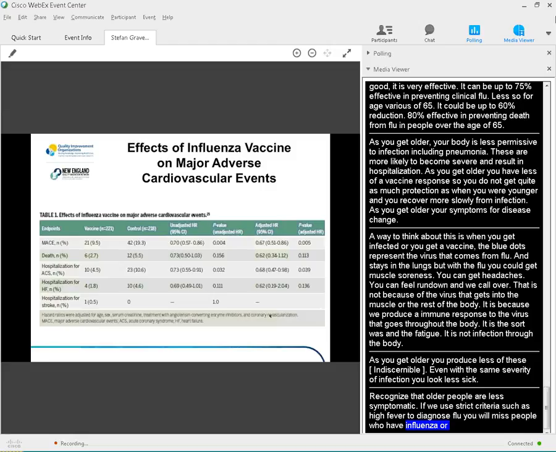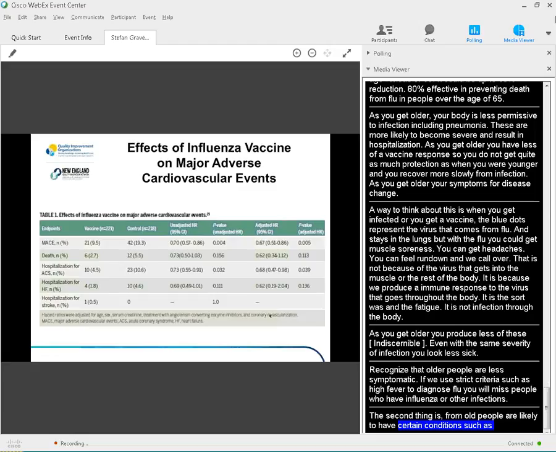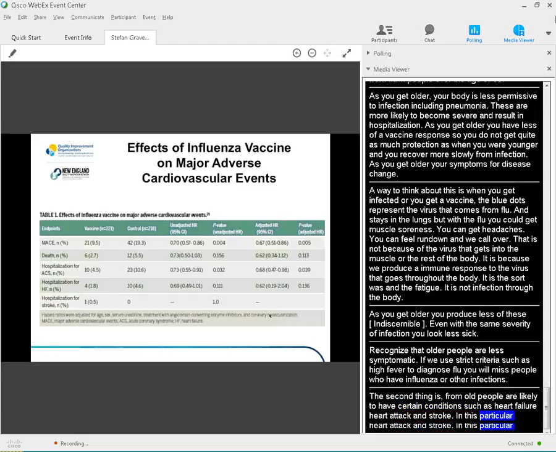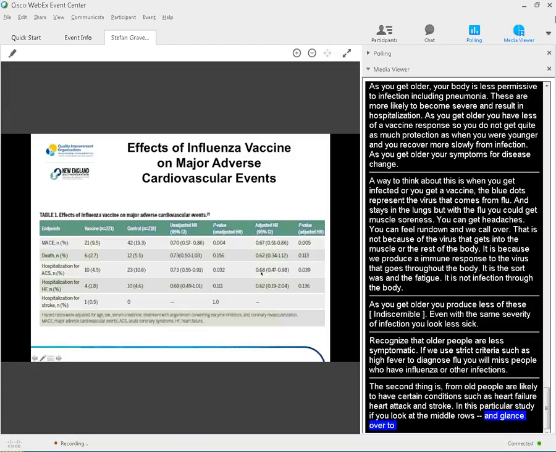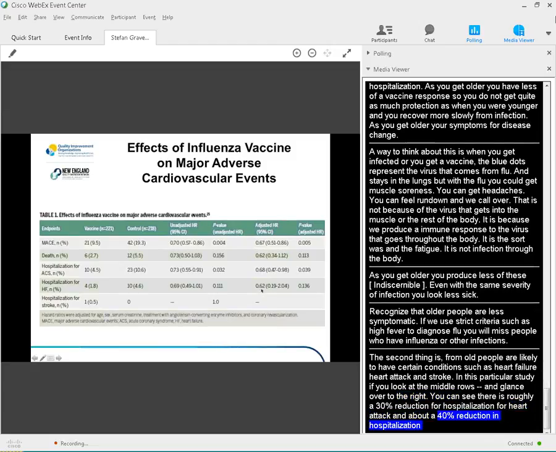The second thing is that old people are also more likely to have certain types of complications not present in young adults or children, such as heart failure, heart attack, and stroke. In this particular study, if you look at the middle two rows, hospitalization for acute coronary syndrome and hospitalization for heart failure, and glance far over to the right, you can see there's roughly a 30% reduction for hospitalization for heart attack, and almost a 40% reduction in hospitalization for heart failure in these people who are vaccinated versus those who are not vaccinated. So it prevents major cardiovascular events.